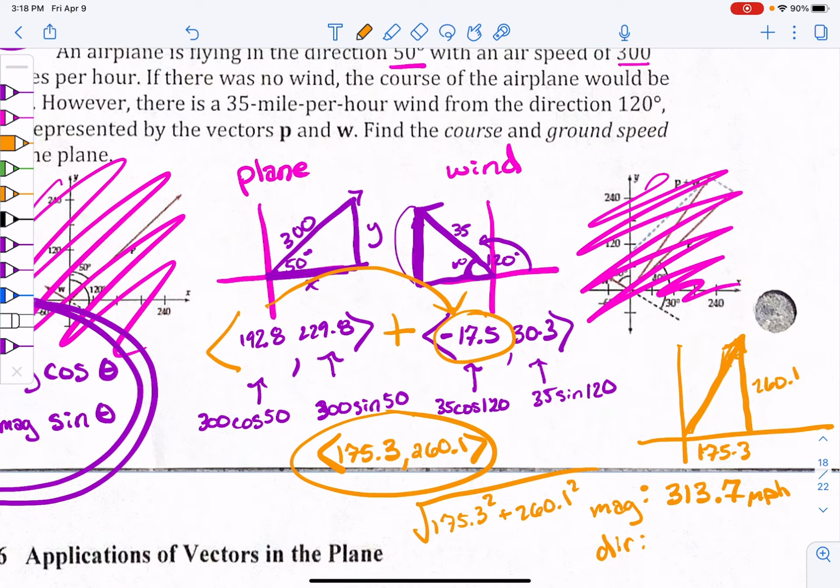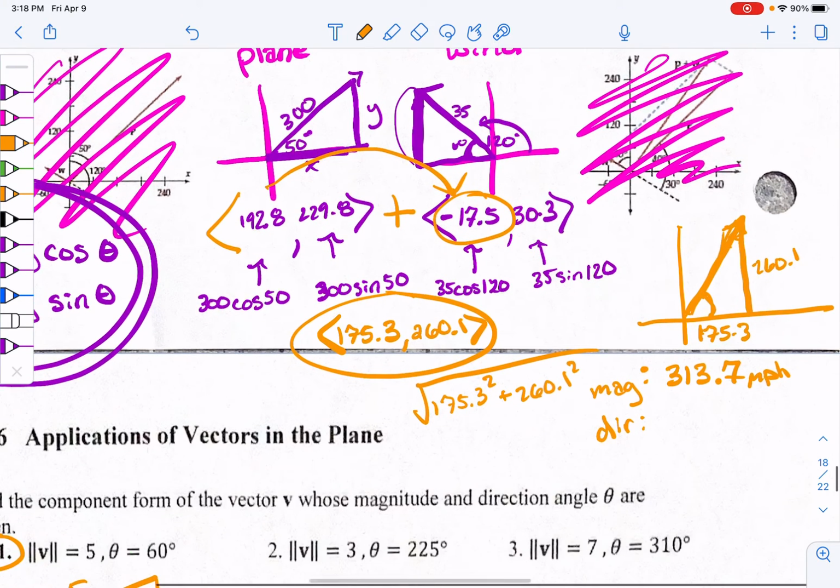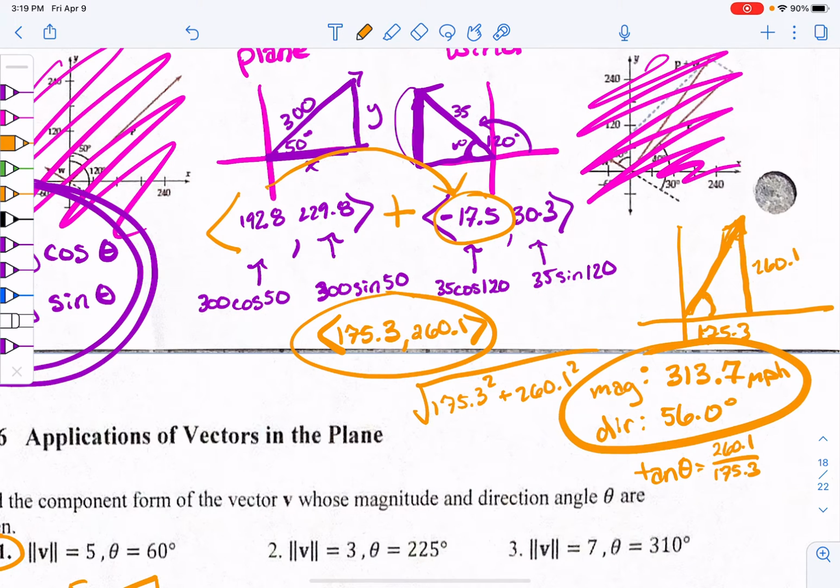All right, the direction, though, we need to do the inverse tangent to find direction. So tangent of theta is opposite over adjacent, and do inverse tangent of that. So 260.1 divided by 175.3. And that is a direction of 56.0 degrees. So there's my magnitude and direction of the resultant, okay? So lots of steps to go on those, okay?